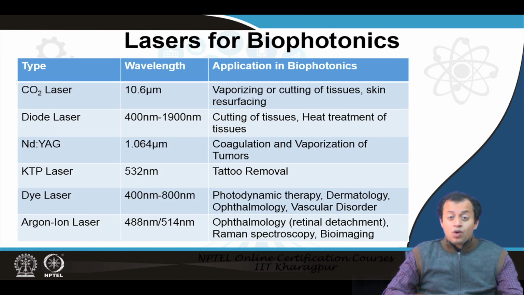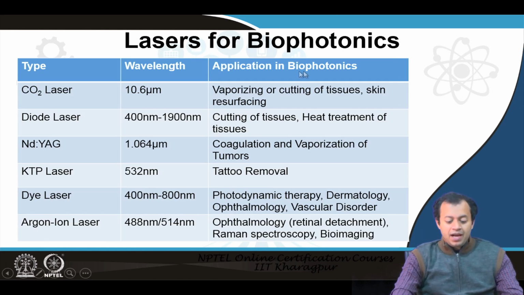So, what are the different types of laser that we apply in biophotonics? I will go through this quickly, just read at your own leisure. You will have this material, the wavelengths and the different types of laser. So, carbon dioxide laser is mostly for vaporizing or cutting of tissues, skin resurfacing, this is infrared. Diode laser, cutting of tissues, heat treatment. Coagulation and vaporization of tumor, these are quite interesting.